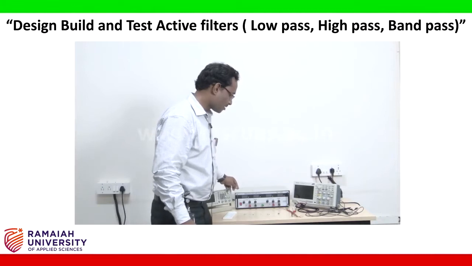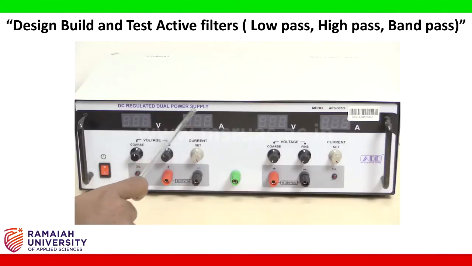Regulated DC power supply. This is the DC regulated dual power supply. This is the main switch to switch on this system. We have two main parts here, one is this part and another one is this part. I'm going to explain this part. This is the voltage tuner and this is the current set tuner. In the voltage tuner we have two categories, one is coarse tune and one is fine tune.